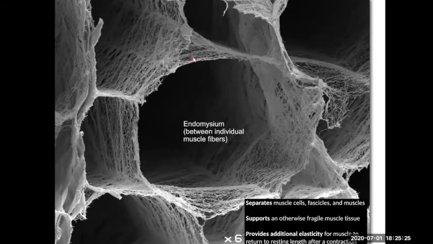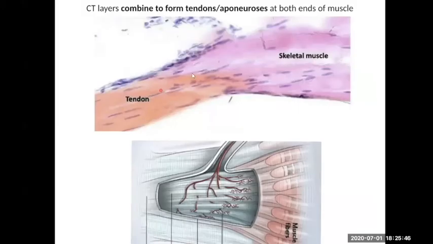The other thing to note is that these are collagen fibers. There's other fibers in there that are ultimately going to be directly structurally connected to some of the proteins within this muscle fiber. That'll be important as we want to transmit the force from the contraction of the fiber ultimately to the tendon that's attached to the bone. So all these connective tissue layers eventually combine to form the tendons or the aponeurosis at both ends of the muscle.